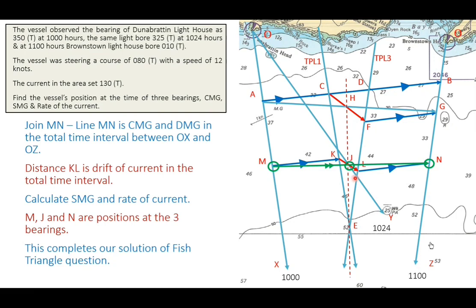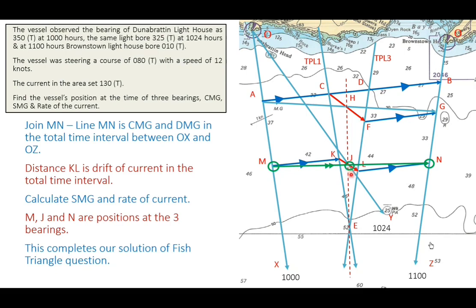Once we know the drift value and we know the time interval, we can easily calculate the rate of the current. Now, if you look carefully, the first triangle which we have, Mike, Kilo, Juliet, is the triangle for the first 24 minutes, 1000 hours to 1024 hours. Mike to Kilo is my CTS vector for 24 minutes. Kilo to Juliet is my current vector for 24 minutes. And Mike to Lima is my CMG vector for 24 minutes.